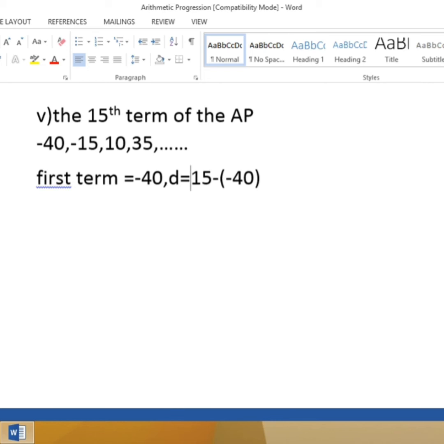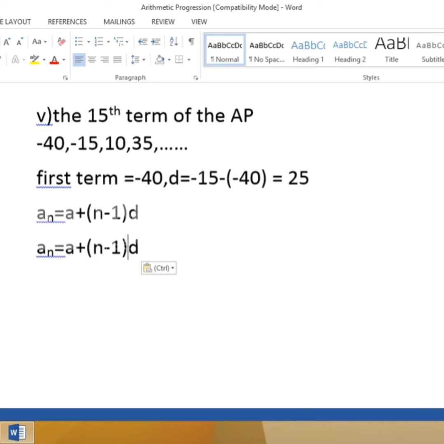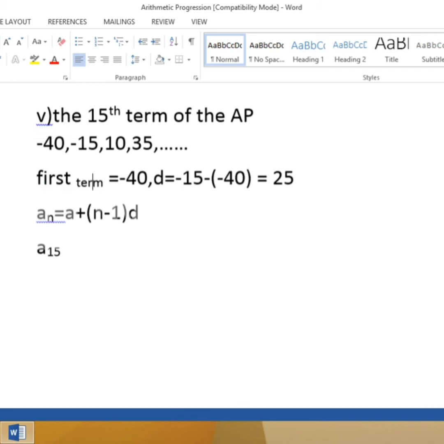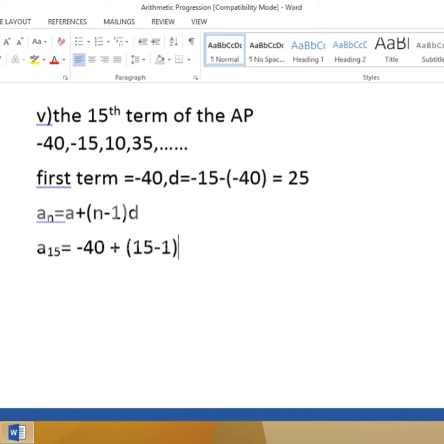So minus 15 minus 40, minus into minus will become plus over there. So the answer is going to be 425. Minus 15 plus 40. And we are going to find the 15th term after writing the formula for arithmetic progression. A15 is equal to minus 40 plus 15 minus 1, and the difference is 25.